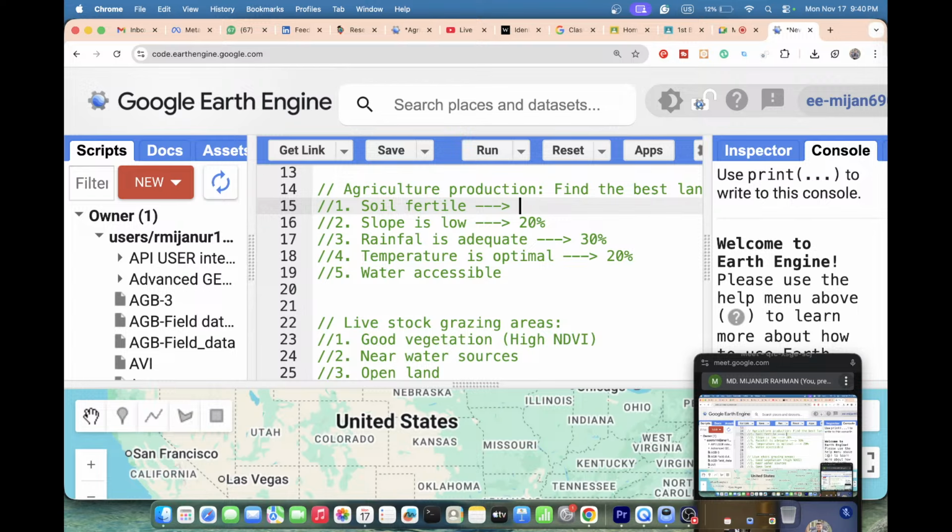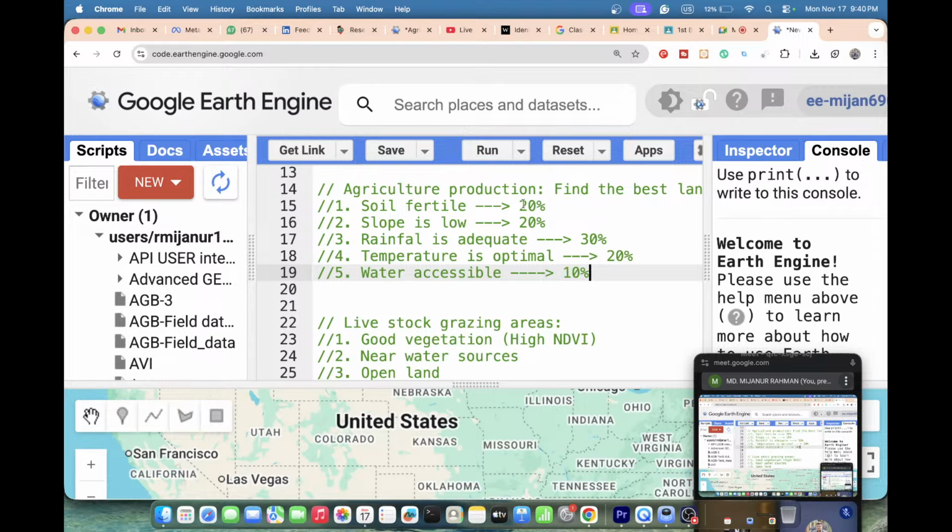No, we just put the total will be 100. Okay, total will be 100. So I put, suppose it's 20%. I just keep the same. And water accessibility, I simply put, suppose 10%. So you can simply set this type of weight.